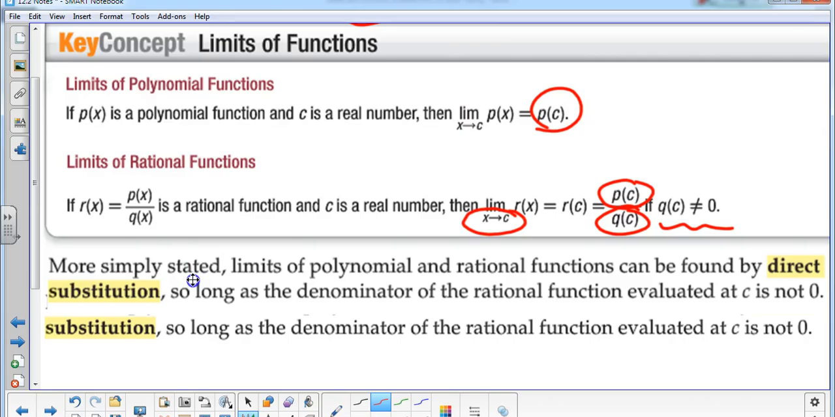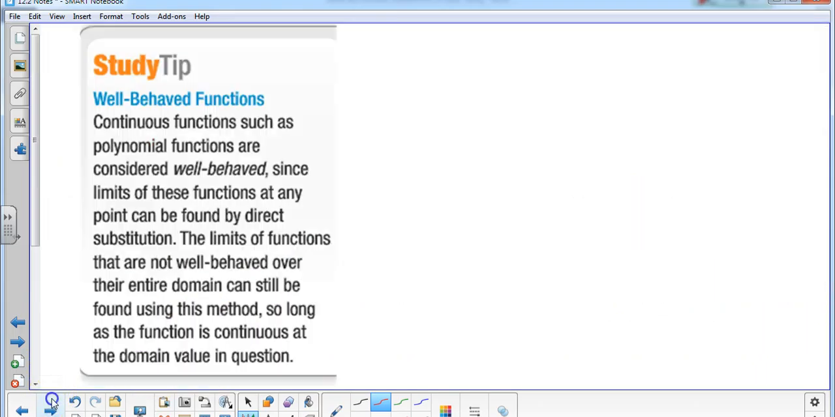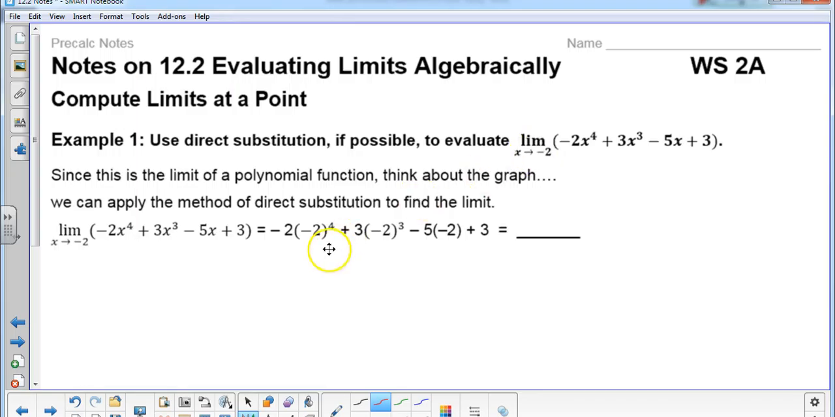So more simply stated, limits of polynomial and rational functions can be found by direct substitution as long as the denominator doesn't equal 0 at that point. These are called well-behaved functions. They're nice little functions. We don't have to spank them or anything. They're very well-behaved.